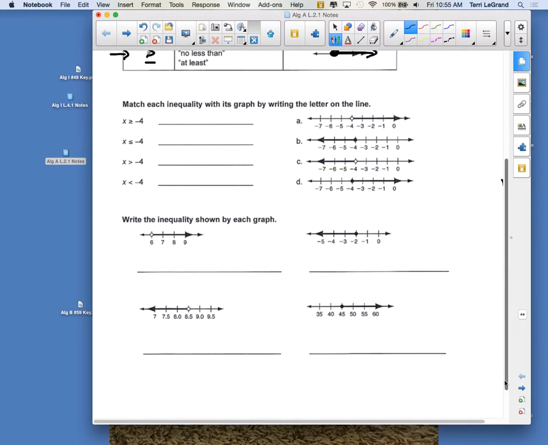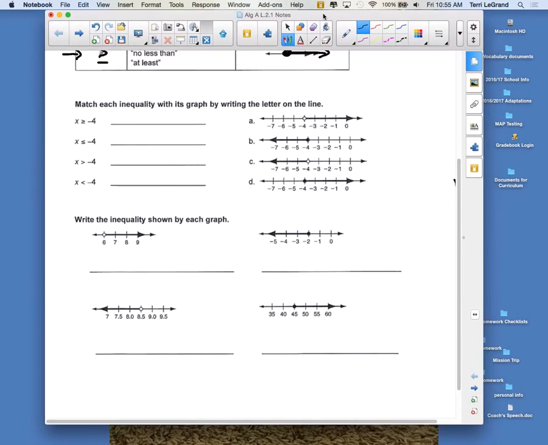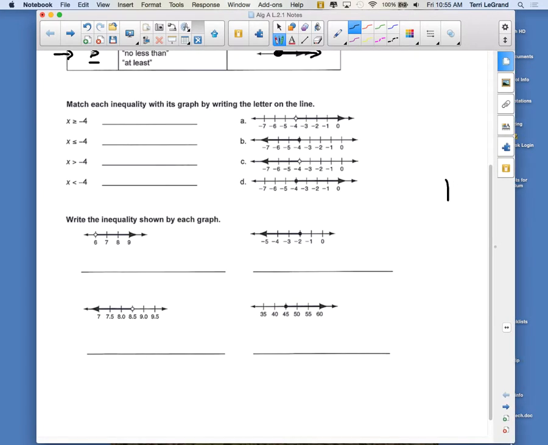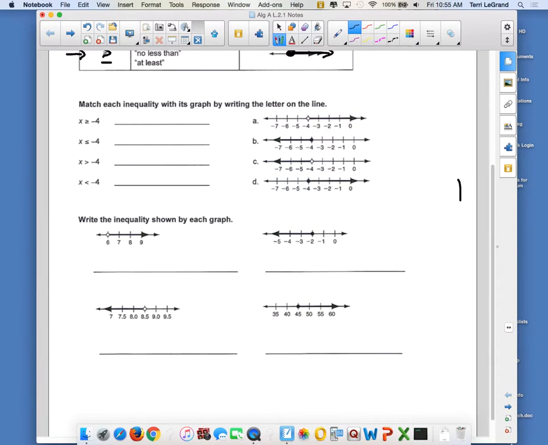So let's look at that first set here. Match each inequality with its graph by using the letter on the line. Okay, so we have to match this one right here with either A, B, C, or D. So what do we need to look for? Well, it has the is greater than or equal to bar. And then it has that -4 there, which means the endpoint should be -4. So which of these should it be?